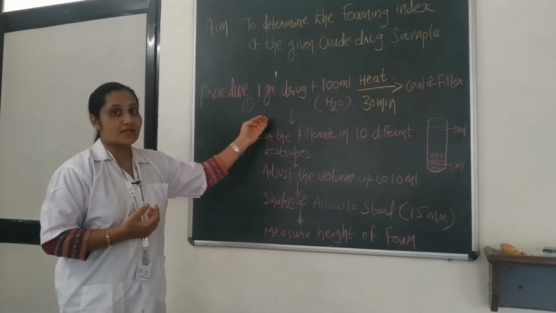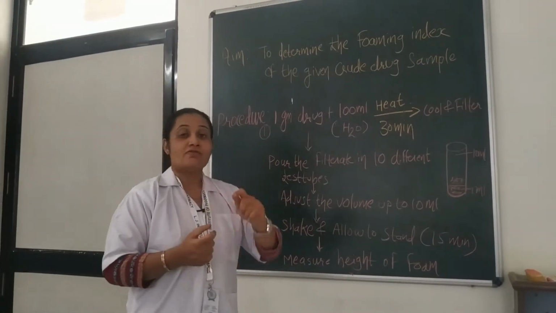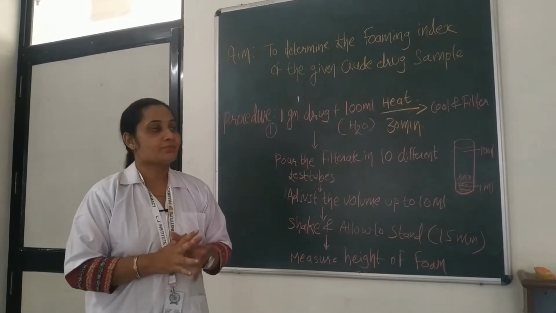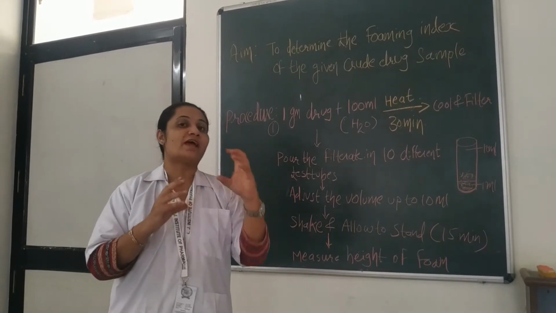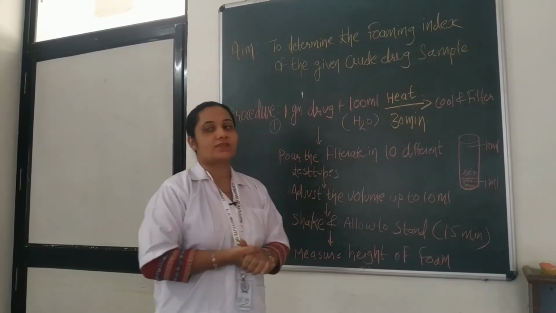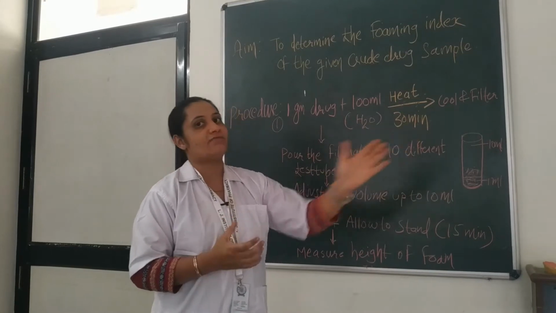First, we will take 1 gram of drug, and this 1 gram of drug will be dissolved in 100 ml of boiled water. Why boiled water? Because we have to make an aqueous decoction. Then we will heat it for 30 minutes. After heating for 30 minutes, we will cool it and filter it.